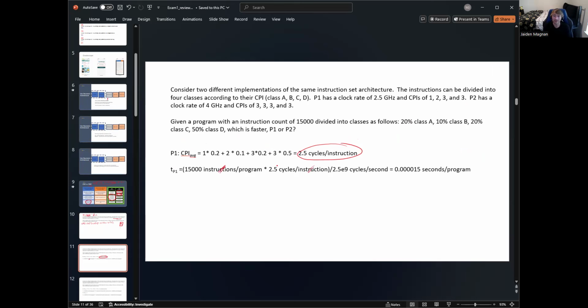The units will always nicely cancel. So let's say you forget the formula, but you have a cheat sheet, so you probably shouldn't forget the formula. But let's say you write it down wrong, or you write your numbers down wrong, then the units will cancel out nicely and you'll know you have the right answer.